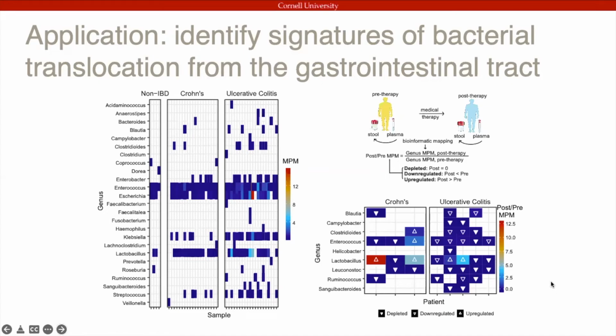What was interesting is that for healthy gut bacteria like lactobacillus, we're seeing the opposite trend. In fact, we're seeing an increase in the abundance of bacteria in plasma that might be a signature of bacterial translocation. And in this sample in particular, we're seeing up to a 12.7-fold increase in lactobacillus after therapy.